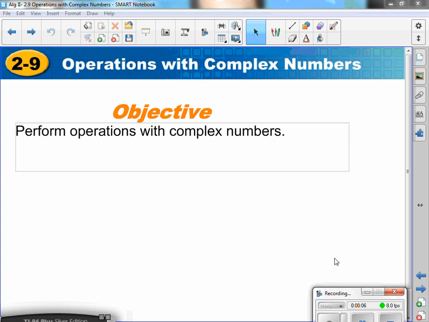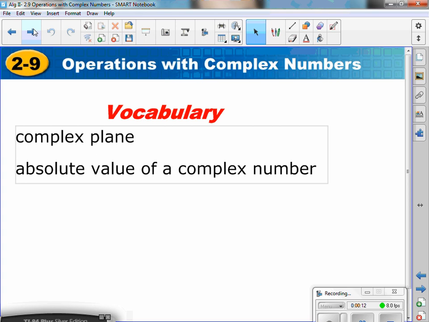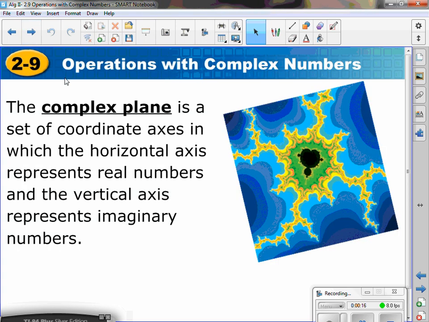Section 2.9, operations with complex numbers. This is based off what we did in section 2.5 with learning about complex numbers. We're going to start off the lesson talking about a complex plane. Complex plane is very similar to an XY axis.